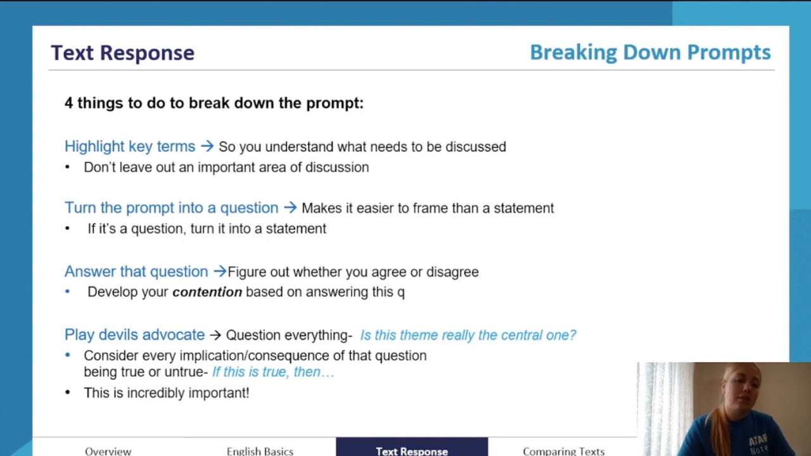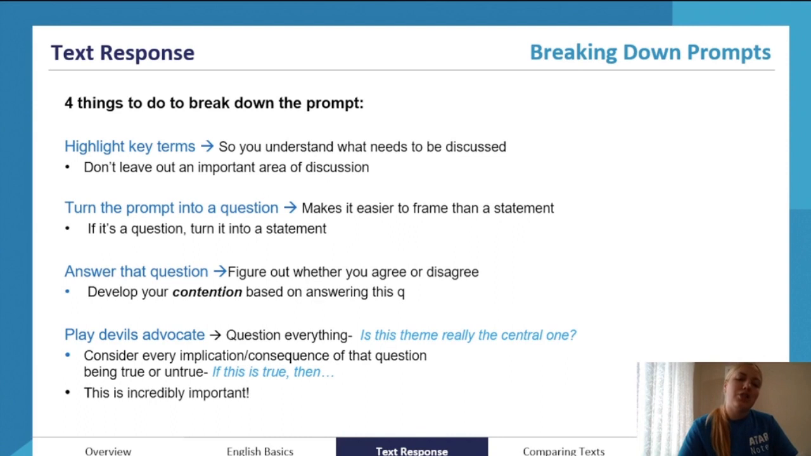And then you answer that question or statement and figure out whether you mostly agree or disagree, and develop your contention based on your response to this question. Then you'd like to play devil's advocate, so question everything, such as, is the theme really the central one? Is there something else? Always ask the question, is there something else? That can make for your most complex, your third body paragraph argument.